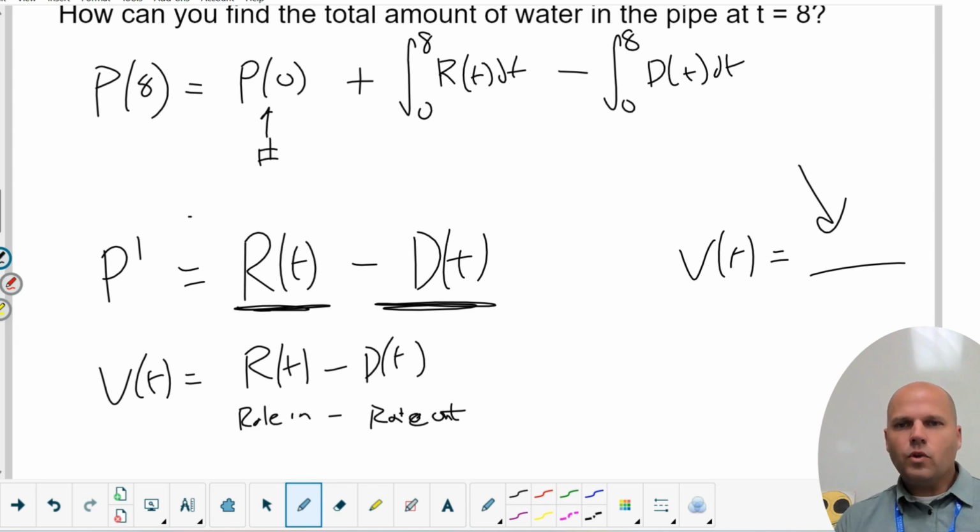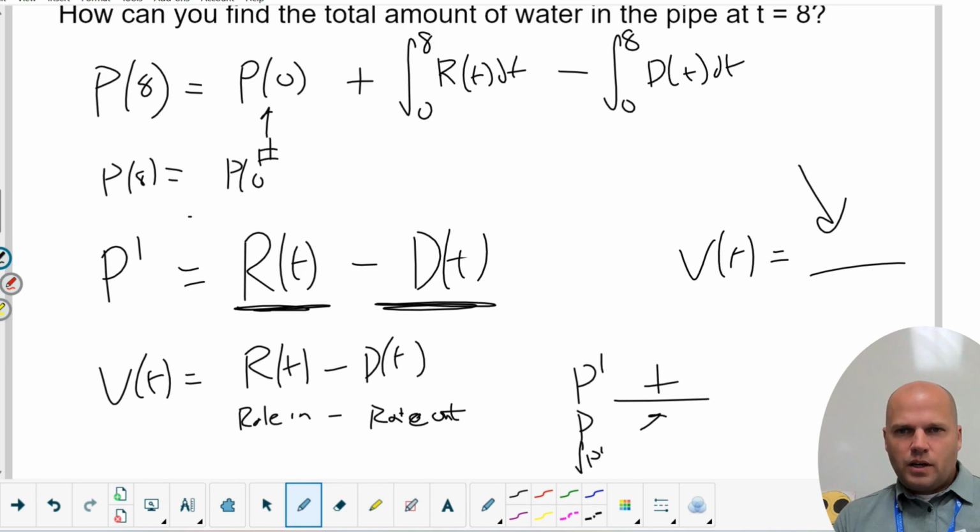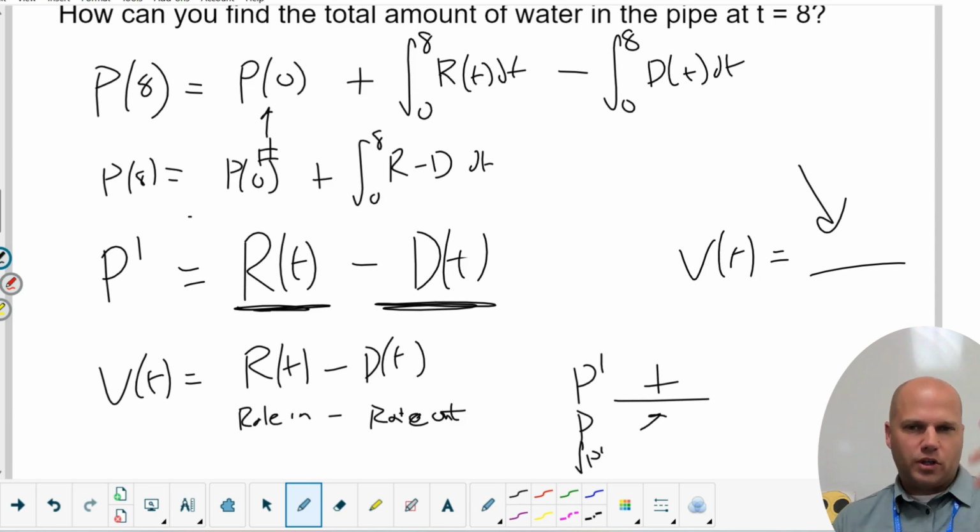Cool? Which means if we wanted to use the idea of the derivative telling me how much my position is increasing, and if we want to accumulate our derivative, we could change this to not two separate accumulations, but one accumulation. Accumulate your velocity, or accumulate V, so long as V is R minus D.